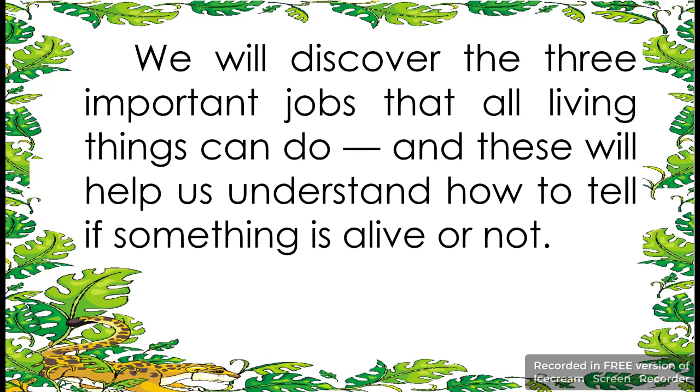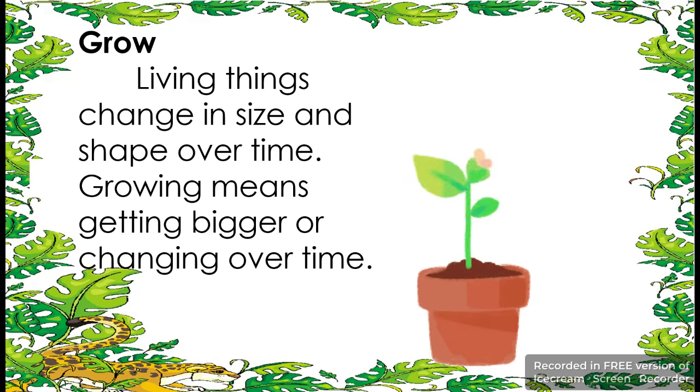We will discover the three important jobs that all living things can do, and this will help us to understand how to tell if something is alive or not. The first characteristic is that living things can grow. Living things change in size and shape over time. Growing means getting bigger or changing over time.